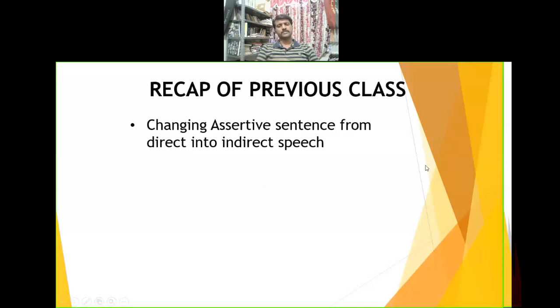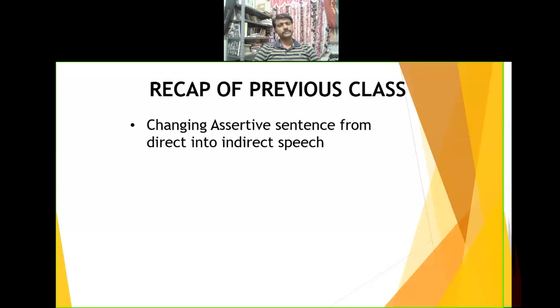In the previous class, my dear students, I just want to recap. It is about assertive sentences. In the last class we discussed that in assertive sentences we change from direct into indirect, especially when the reporting verb is in past tense. We have seen we have to change the tense from present to past and past to past perfect. And in assertive sentences we have to use the reporting verbs said and told.